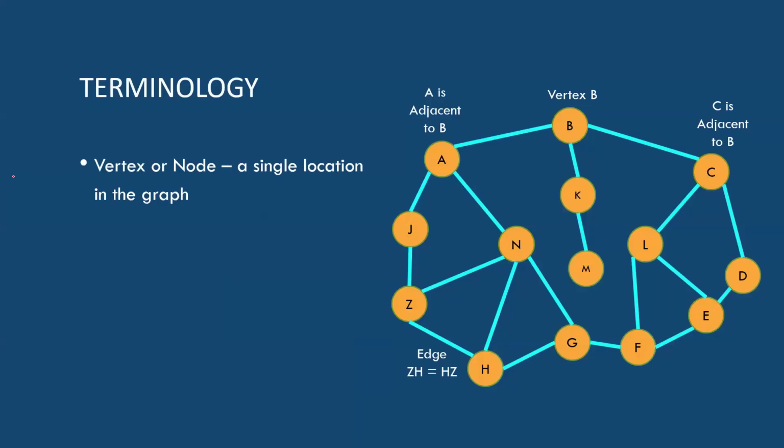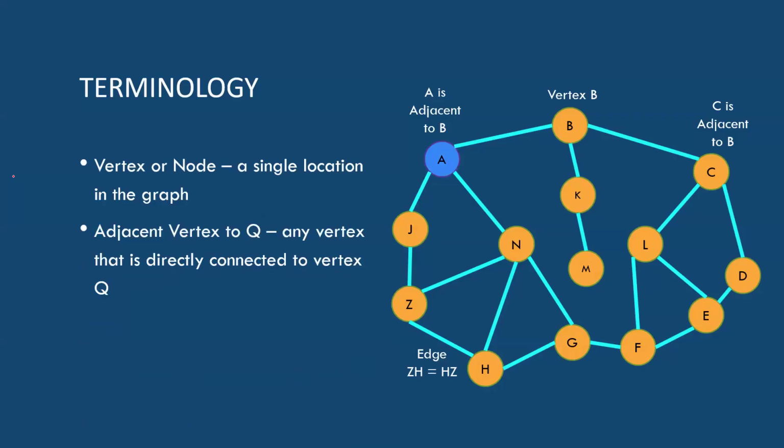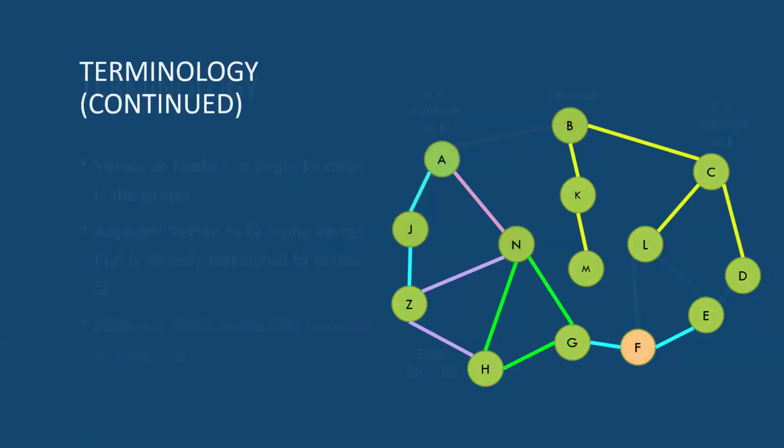So we'll say vertex or node, right? There is a particular vertex or node, and we'll say that it's adjacent to Q. Any vertex that is directly adjacent to vertex Q would be an adjacent vertex. Okay. So I don't know why I said Q here. I don't even see a Q on there. Sorry about that. Probably should say adjacent to A, not Q. So A here is adjacent to J, N, and B. And then we have our single undirected connection between these two particular vertices. So we can see what those are.